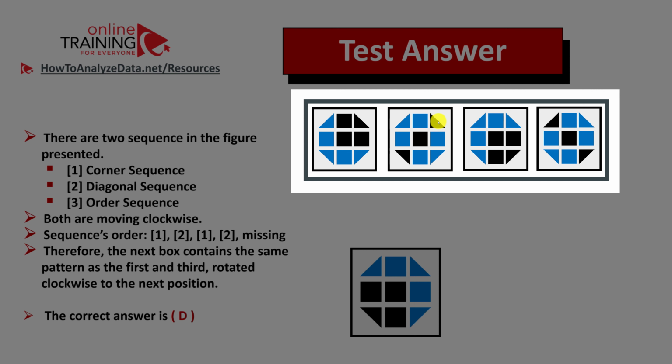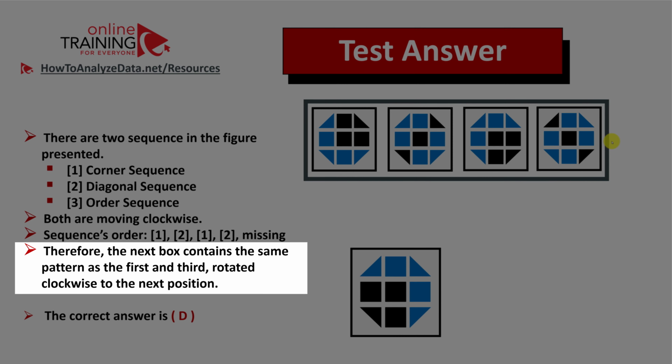And the diagonal sequence also moves clockwise. It moves from the top right corner to the bottom left corner. And in the box 4, it goes from the upper left corner into the bottom right corner. So once you know both sequences, you can calculate the missing item number 5. And the logic here is that the next box will contain the same pattern as the first and the third, rotated clockwise to the next position.